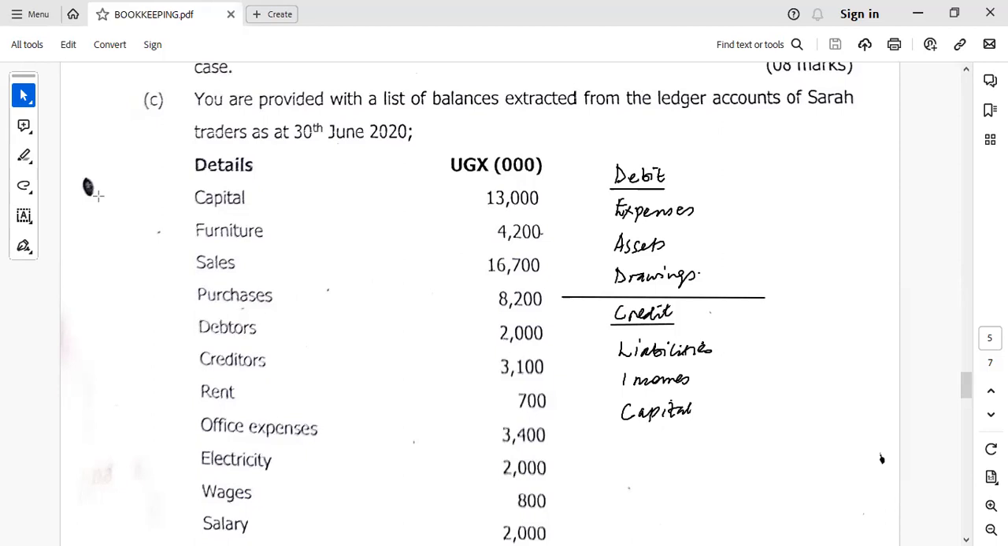So we are going to use this information to come up with our trial balance for Sarah Traders as at 30th June 2020. Let me show you how we can come up with our trial balance from this list of balances extracted from the ledger accounts of Sarah.